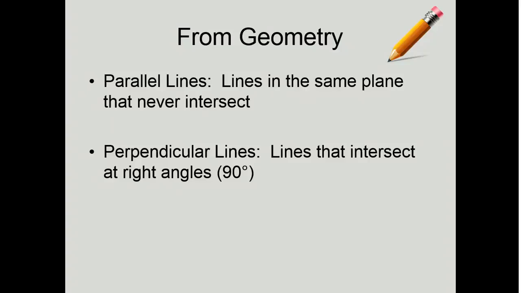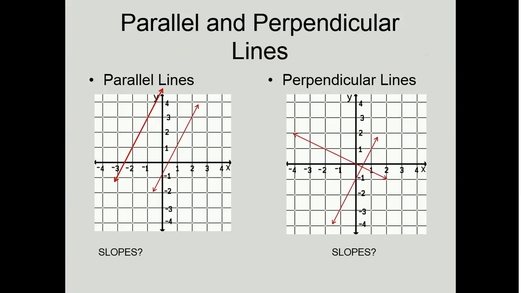So from geometry, if you can pull back that information, parallel lines are lines that are in the same plane that never intersect. And perpendicular lines are lines that intersect at right angles, aka 90 degrees. So why am I bringing this back? Well, we can have parallel and perpendicular lines in our graphing as well.